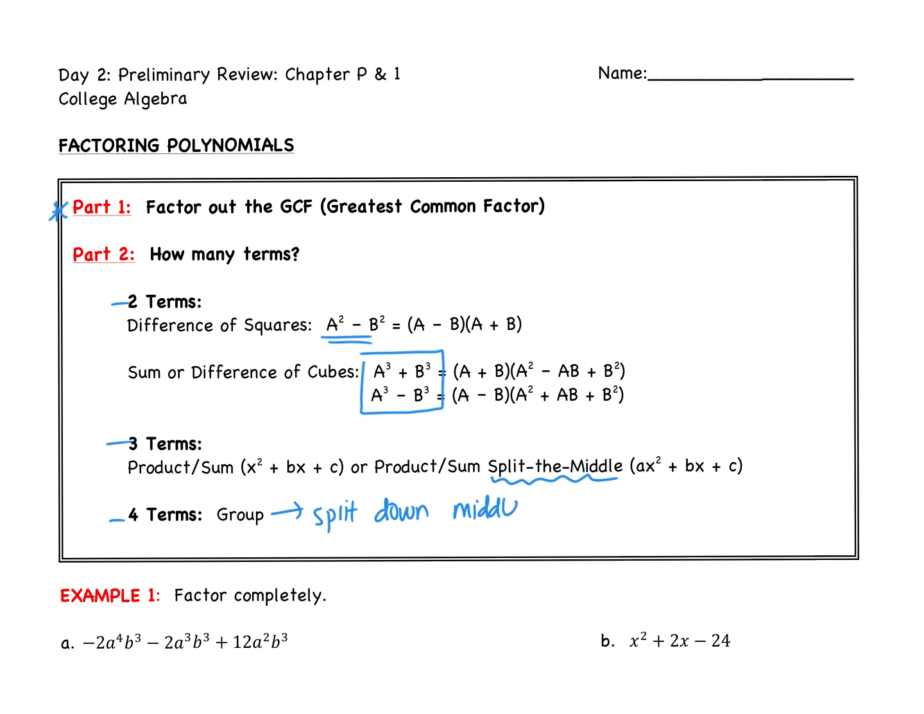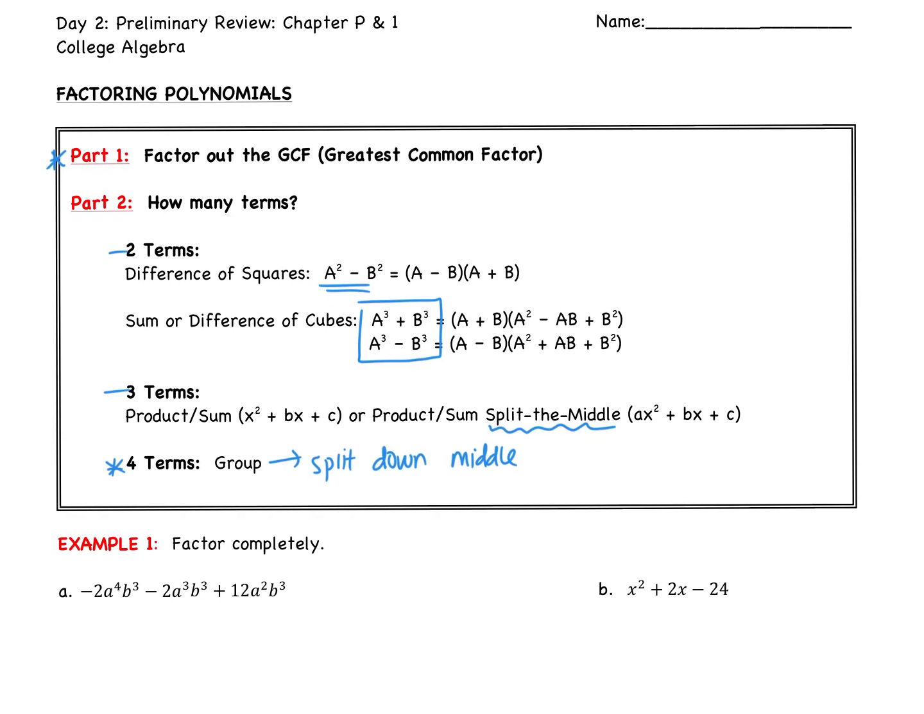I will tell you in my experience, this is the one that students tend to forget or tend to not be able to recognize, is when there's 4 terms. 4 terms you approach the same way every single time, put a line down the middle. Easiest way to see this is just to do some examples, and hopefully these examples will bring factoring back fresh into our brain.